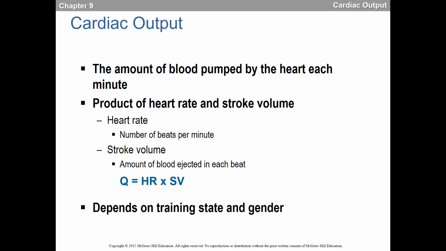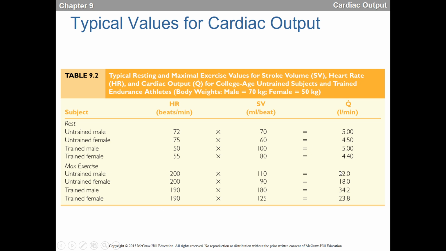And it somewhat depends on training state mostly. There might be a little bit to do with gender. However, if you control for body size, it seems to be approximately equaled out there. So here is just a bit of an example of this. If we're going through this in some ways, heart rate, stroke volume, cardiac output, liters per minute going on there.